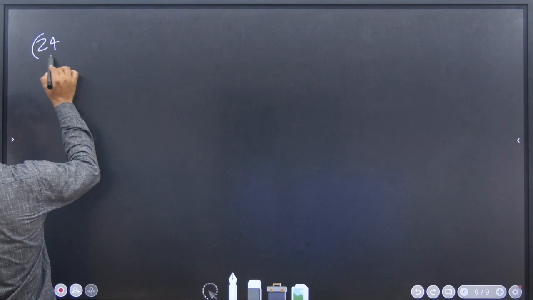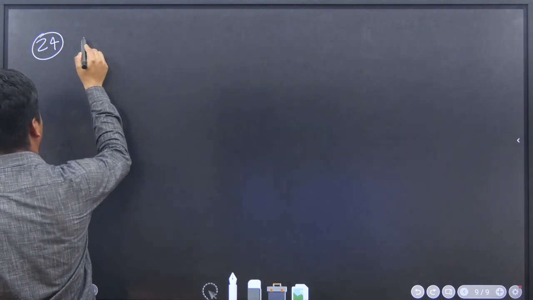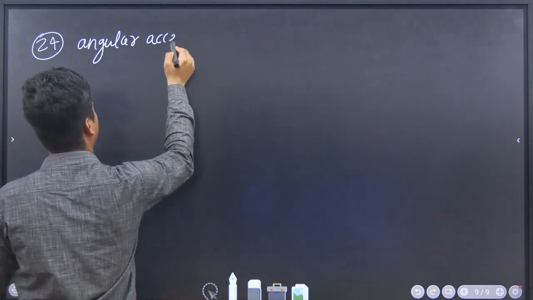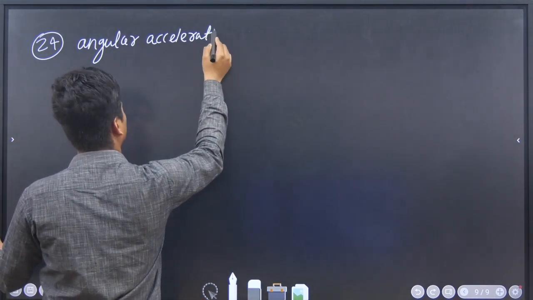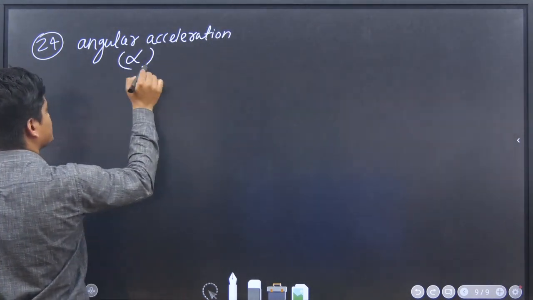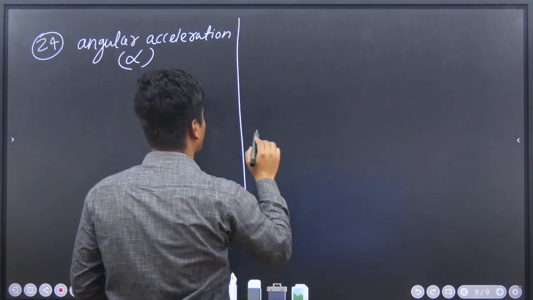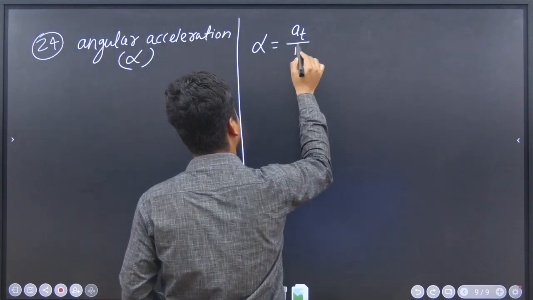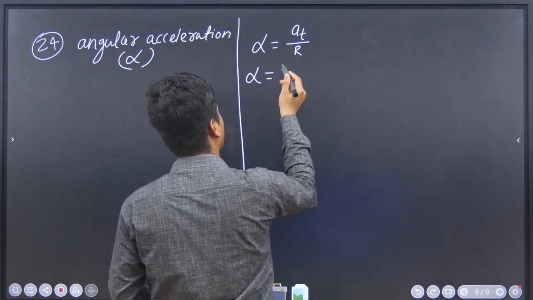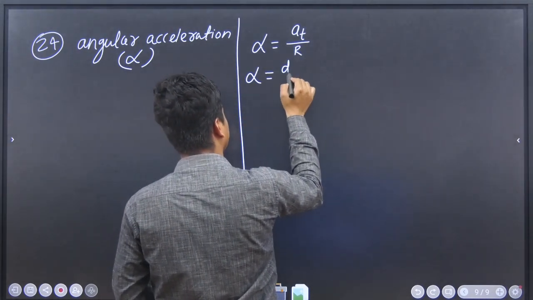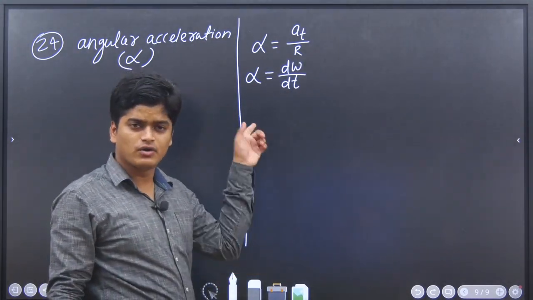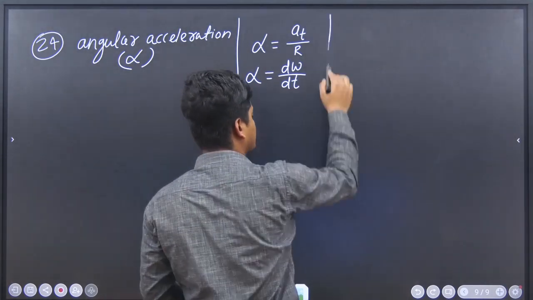Now 24. So we will understand angular acceleration. So what is angular acceleration? The symbol is given basically alpha, and the formula you want to write. This alpha is nothing but tangential acceleration by radius r, or you can write d omega by dt. Rate of change of angular velocity. That is basically angular acceleration.